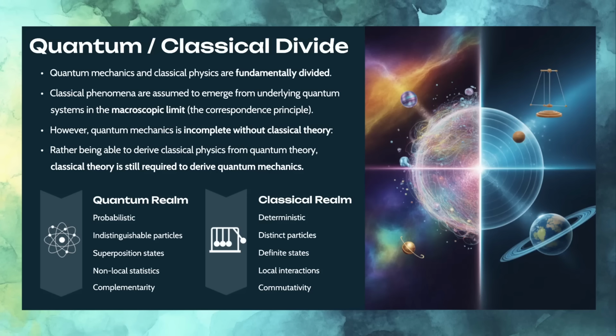And this assumption is known as the correspondence principle, that on some level, quantum phenomena should correspond to macroscopic classical effects. However, quantum mechanics, as I've mentioned, is incomplete without classical theory. We have to assume classical measuring devices in order to carry out our measurement calculus and predict the results of our experiments. So rather than being able to derive classical physics from quantum theory, as the founders of quantum mechanics like Bohr and Heisenberg expected, classical theory is a required prerequisite of quantum mechanics. And this, from a theoretical point of view, is very problematic.